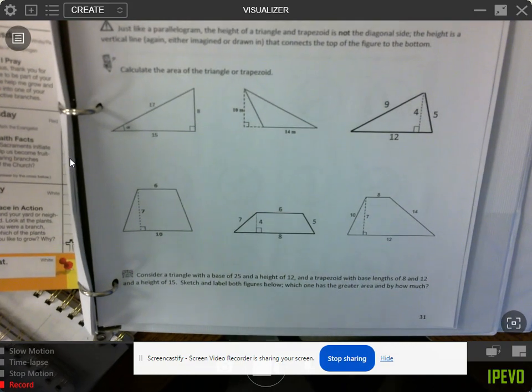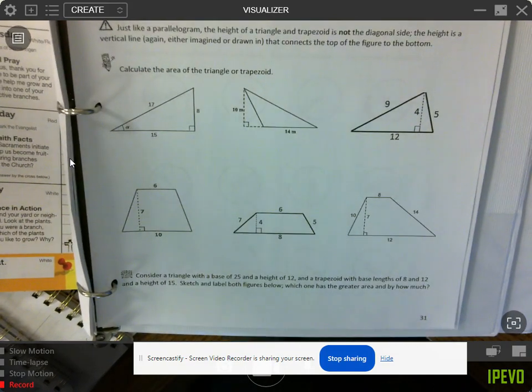So just like a parallelogram, the height of a triangle or trapezoid is not the diagonal side. It is the straight up and down perpendicular. The height is the vertical line. Sometimes it's already drawn in, sometimes it's imagined, that connects the top of the figure to the bottom. So we need to calculate the area of the triangle or the trapezoid.